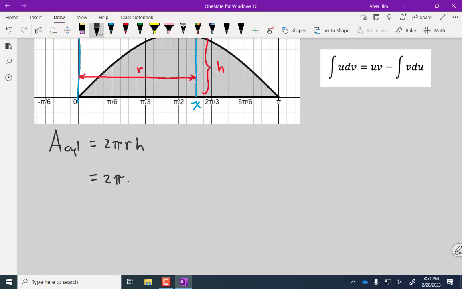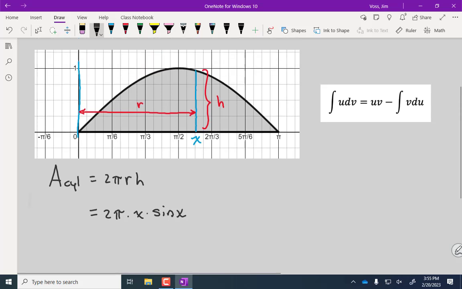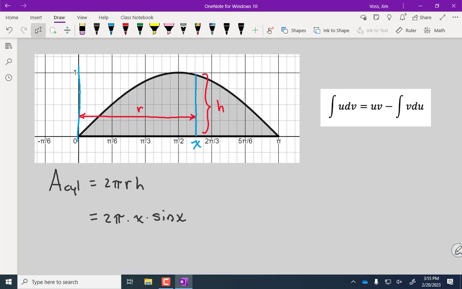X. And what is the height going to be? Sine x, perfect. So that is the area of the cylinder at x. So for every x, you should be envisioning these big nested cylinders. Everywhere you draw a vertical element, it rotates around the y-axis, creating a cylinder. So you should just see a big bunch of nested cylinders.